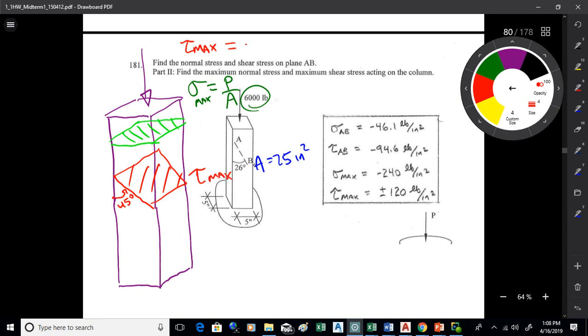All right, now what tau max equals is plus or minus P over 2A, right? It's half of the maximum normal stress is what it is. Okay, so one of them's right there. And the other one's here.